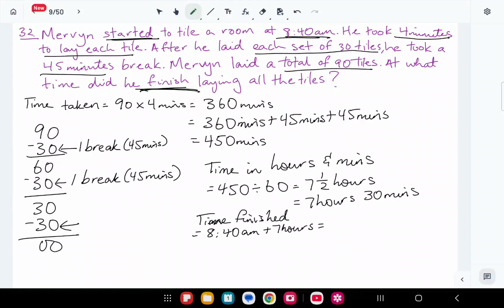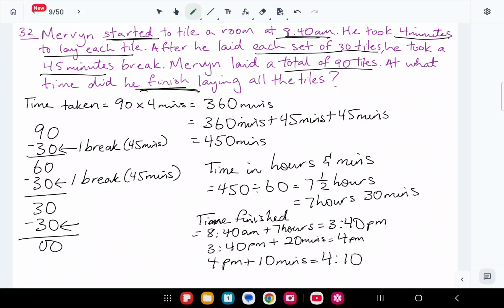So 8:40 to 9:40, 9:40 to 10, 10 to 11, 12, 12 to 1, 1 to 2, 2 to 3. So I'll give you 3:40 p.m. 3:40 p.m. add 20 minutes to go to the nearest whole hour. Will give you 4 p.m. Alright, and 4 p.m. add 10 minutes to make up the 30 minutes here. Will give us 4:10 p.m. So the time we finished would be 4:10 p.m.